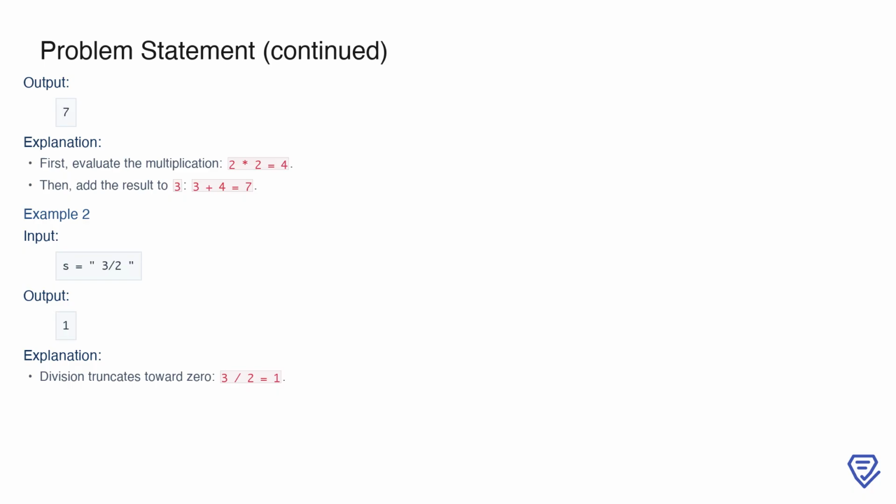In another example, the input string 3/2 would output 1. Here, the division 3/2 truncates towards 0, which means instead of getting a decimal result like 1.5, we simply return the integer part, which is 1. Handling spaces in these examples is also crucial, as they are ignored during evaluation.